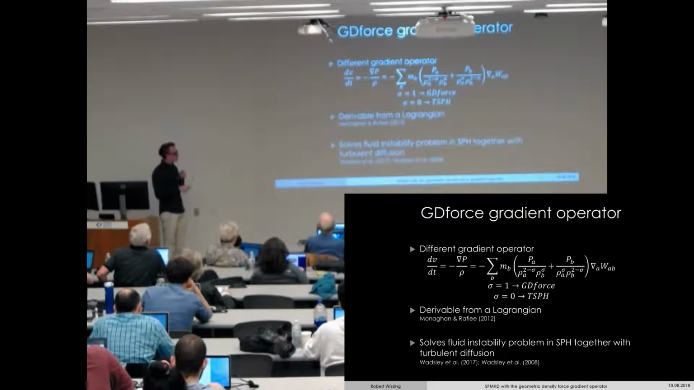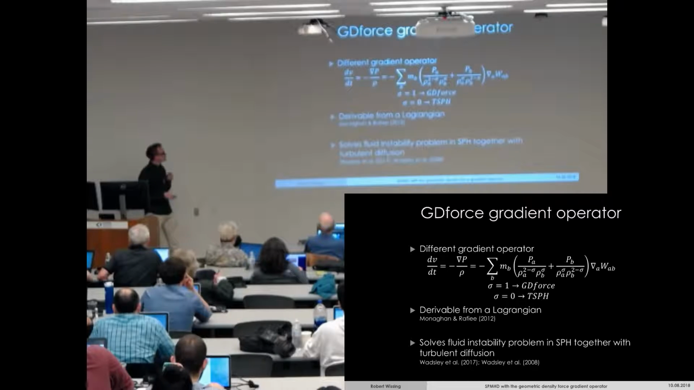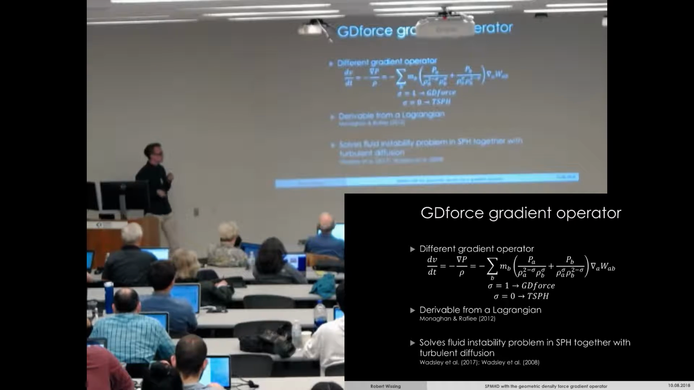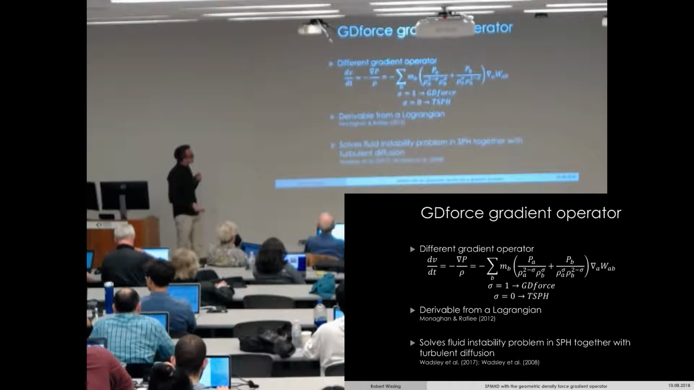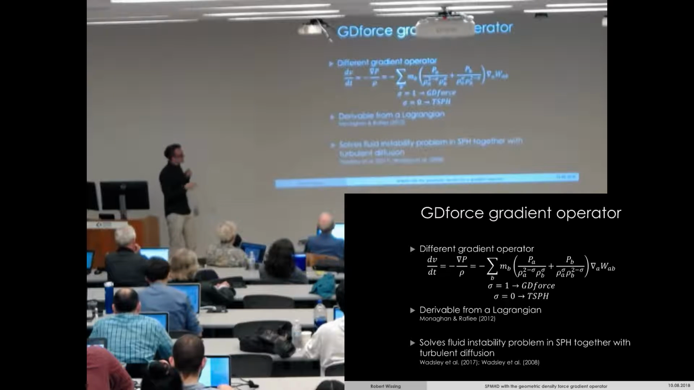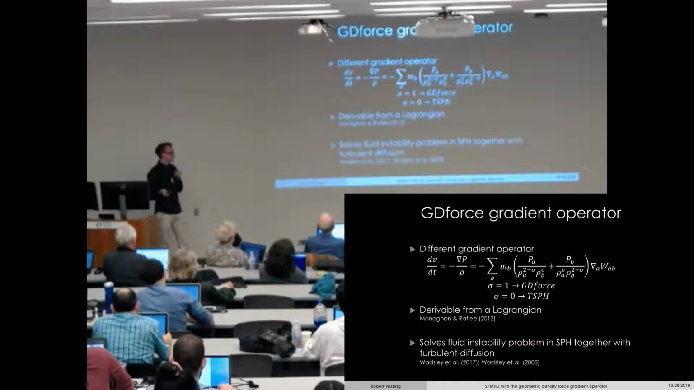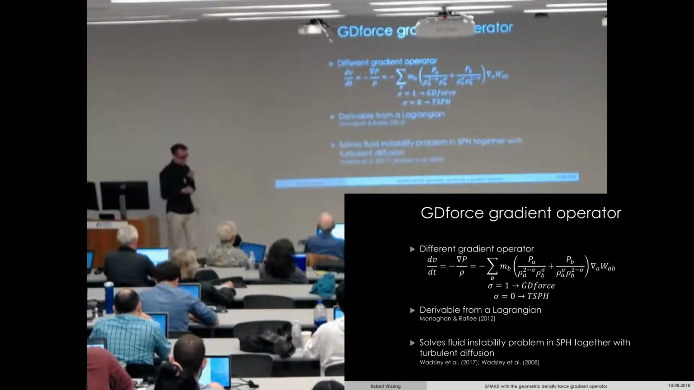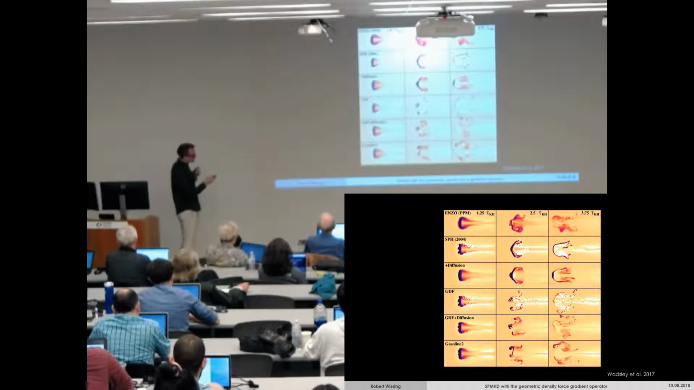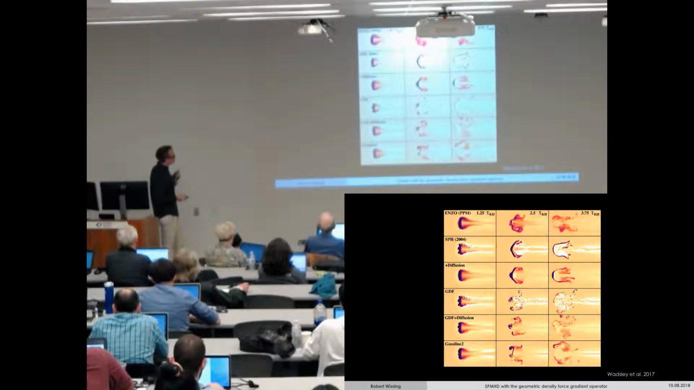Last year, Gasoline 2 came out, which introduced the GD force gradient operator. Basically, it is just a different gradient operator. Here you can see a more generalized form of the gradient operator applied to the momentum equations. Here sigma equal to 1 is the GD force formalism, and sigma equal to 0 is the traditional SPH. Monaghan and Rafiee in 2012 showed that this is derivable from a Lagrangian. It was shown in the Gasoline 2 paper that this basically solves the fluid instability problem together with turbulent diffusion, a subgrid turbulent diffusion.